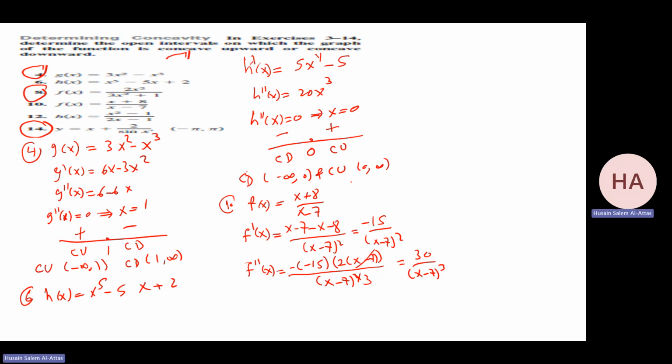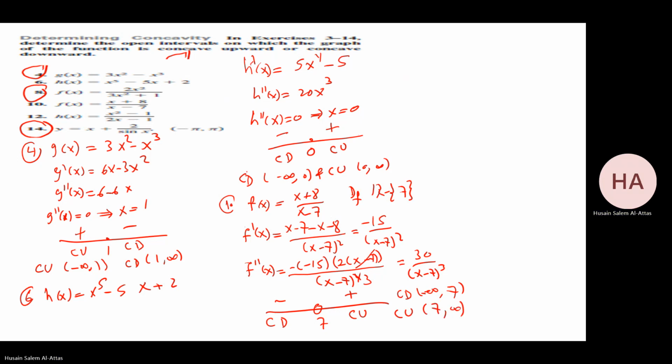Okay, what's the domain of f? All real numbers except 7, and we have a point of discontinuity at 7, so we'll mark 7. Before 7, take a negative, that will be negative; after, that will be positive. So it's concave down and concave up. I can say concave down from minus infinity to 7, concave up from 7 to infinity. Okay, 12.